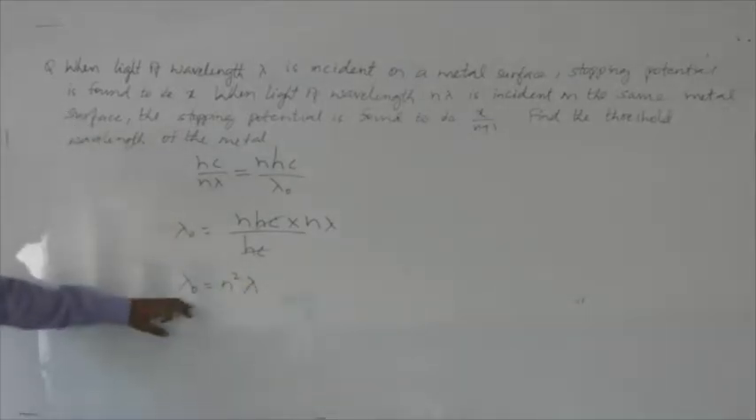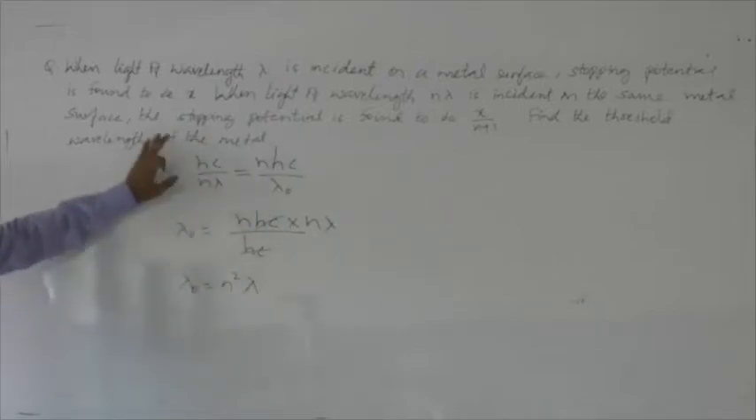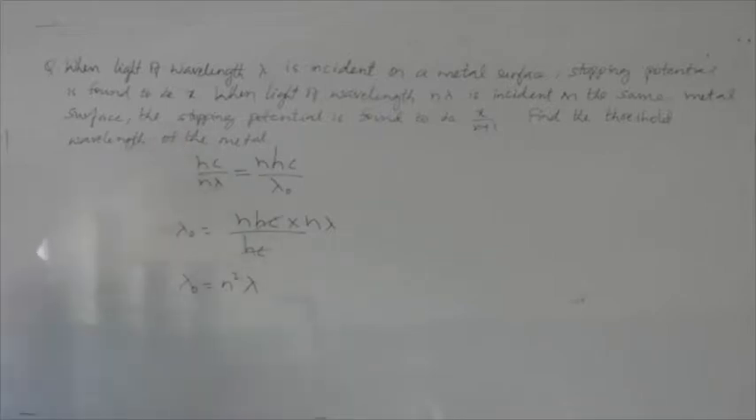So this is the threshold wavelength. It equals n square lambda, when you have two different stopping potentials for two different wavelengths of light. Yes, so this is the relation. That's it. Lambda naught is n square lambda. Let's move on to the next one.